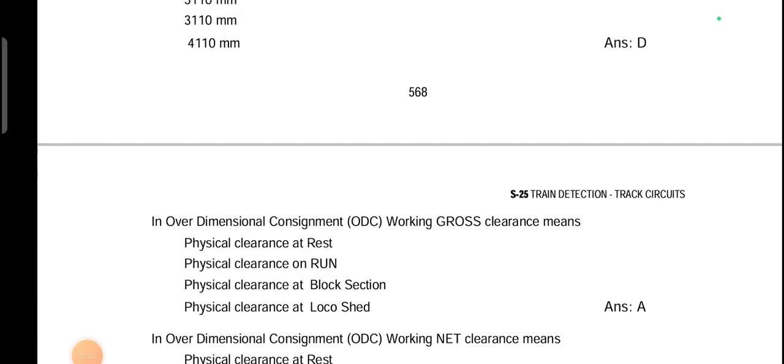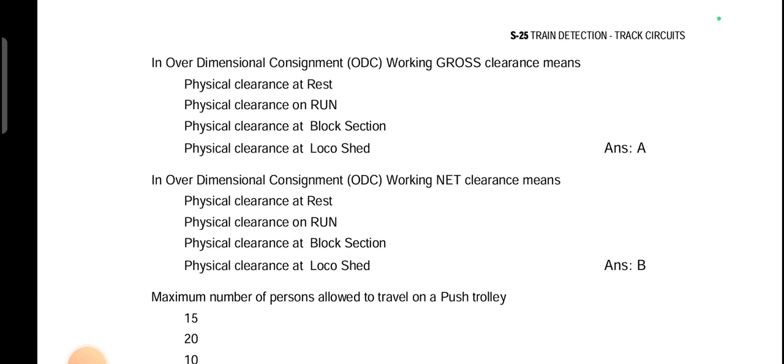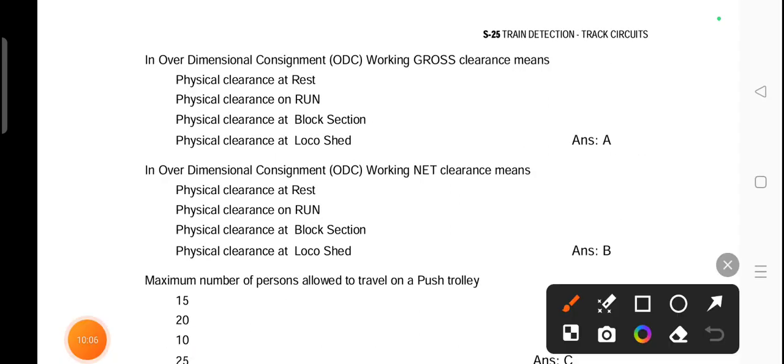Next, in over dimensional consignment, ODC working gross clearance means physical clearance at rest. Next, in over dimensional consignment, ODC working net clearance means physical clearance on run.